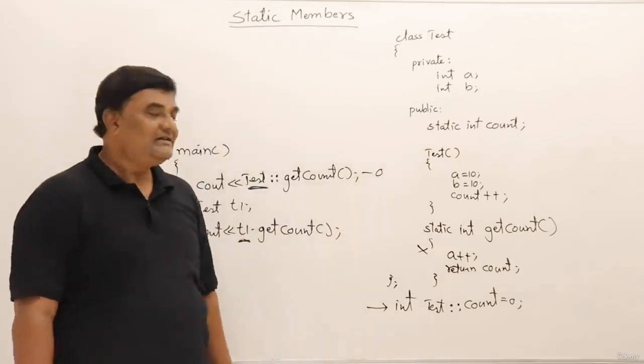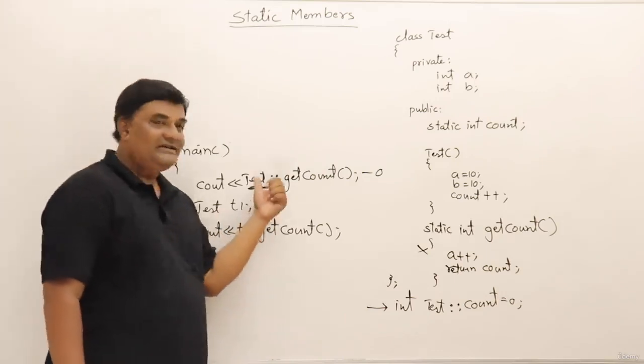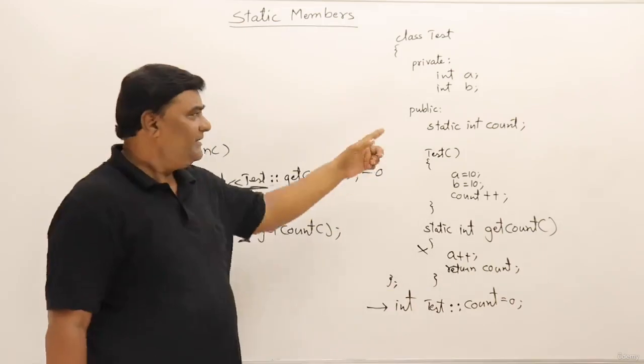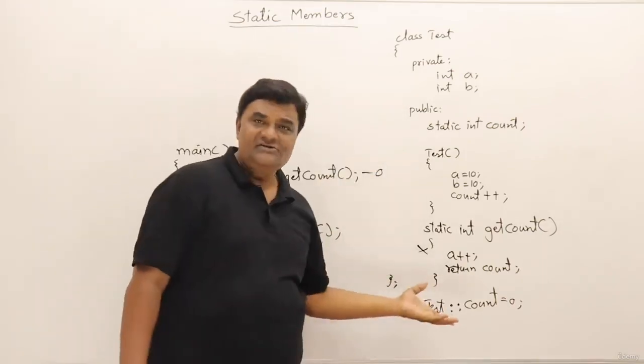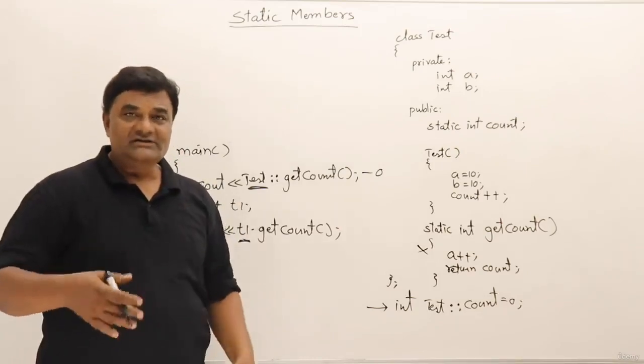Then the next point that we studied is static members can be accessed by using the object as well as the class. You can access data members also, functions also. If you make a data member private, then you need a function. Otherwise, directly you can access the data member also. Then where it can be used, I'll show you in the next video.